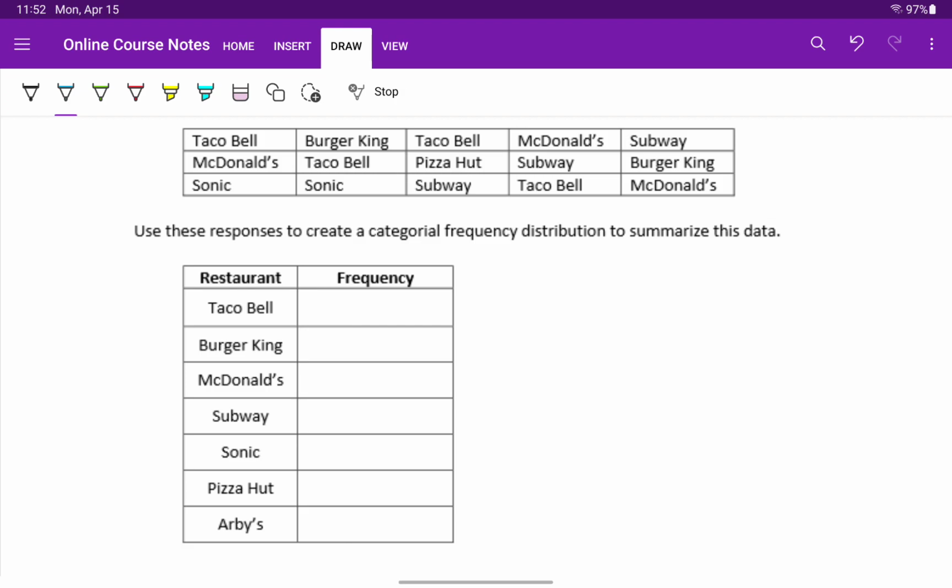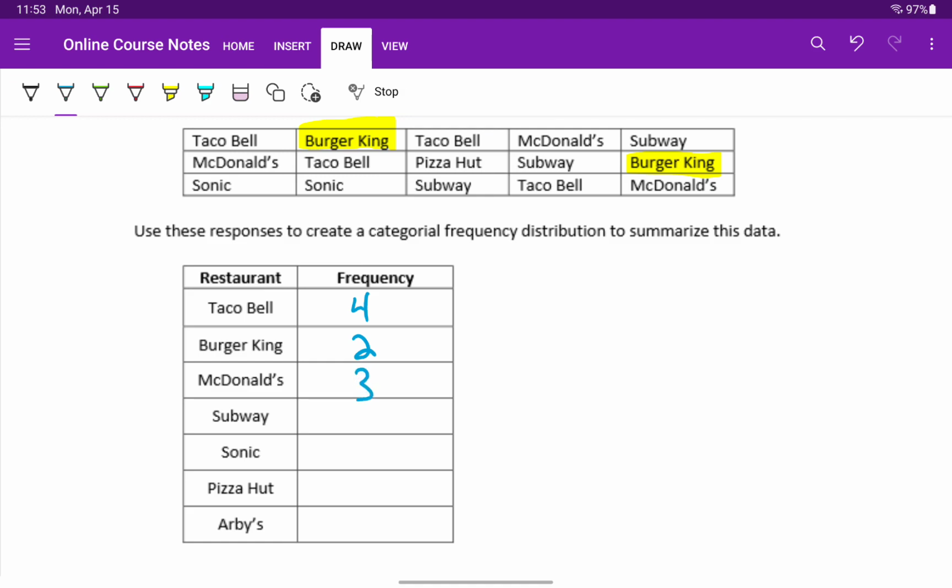each response occurs. So for Taco Bell, for instance, we can see that occurred 1, 2, 3, 4 times. So the frequency of Taco Bell being the answer to this question would be 4. Similarly, we can look at the number of times that Burger King occurred. That popped up twice. And we can do that for each of our remaining responses.